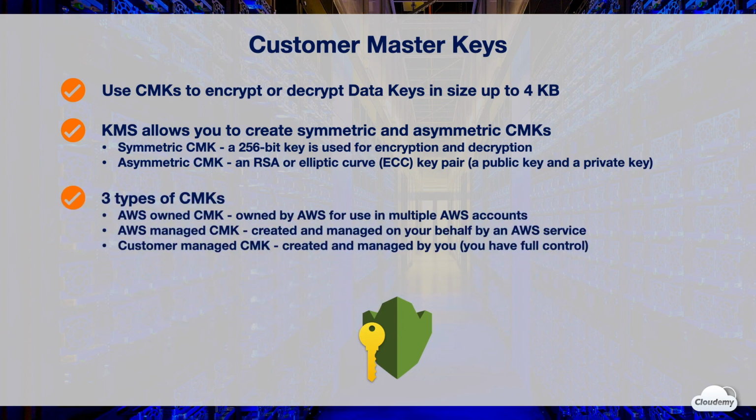There are 3 types of CMKs. AWS-owned CMKs are owned and managed by AWS services, for use in multiple AWS accounts. You cannot manage or view these CMKs. AWS services can use them to protect resources across multiple accounts. AWS managed CMKs are CMKs in your account, but created and managed by an AWS service. You can view these CMKs in your account, including the key policies, and audit usage in CloudTrail logs.